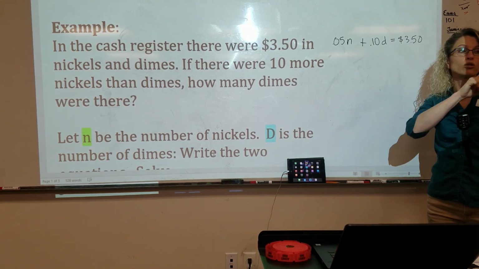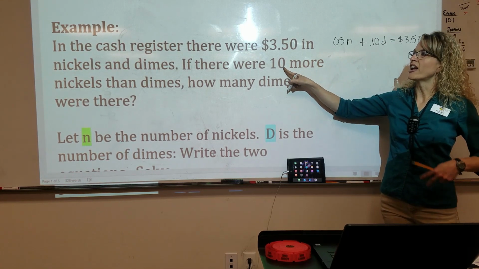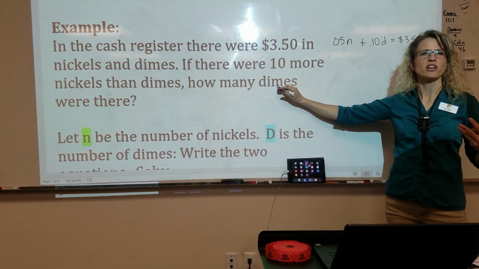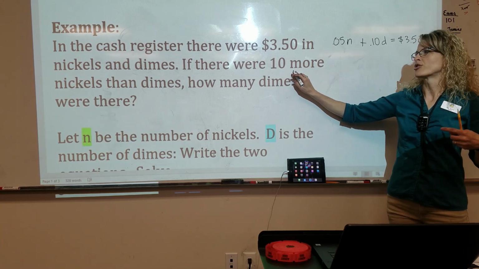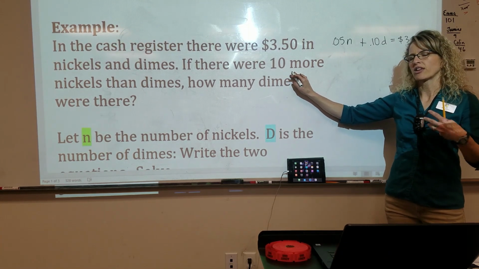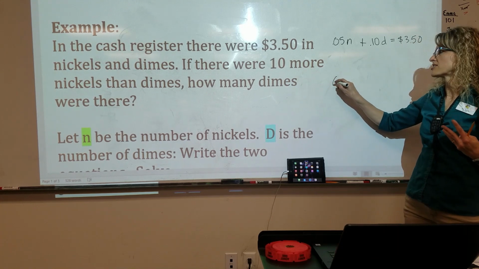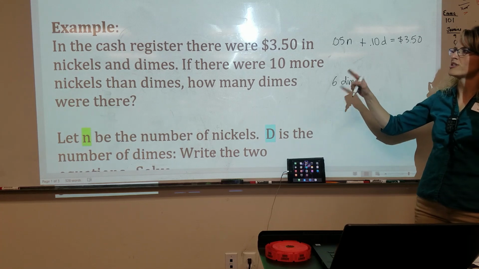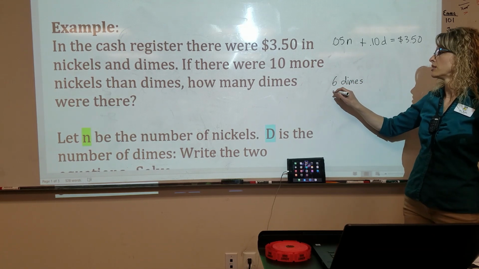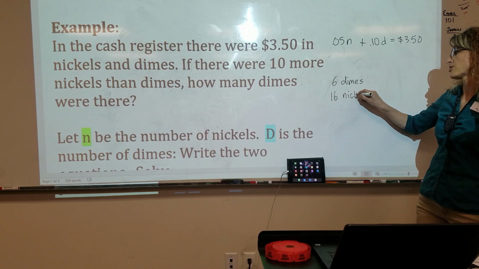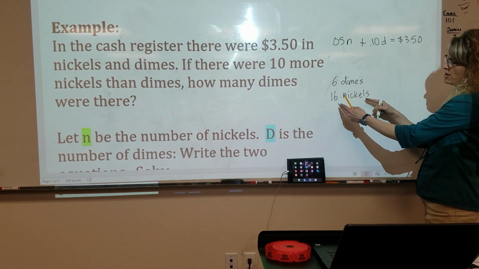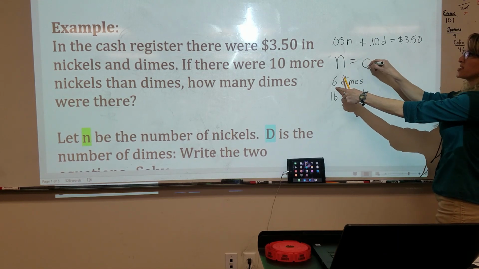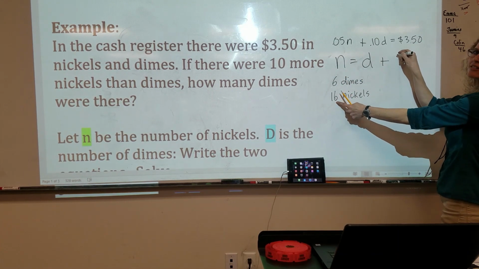Now the other equation, just hold on. The other equation talks about the number of nickels and dimes, and it says there's 10 more nickels than dimes. A lot of students struggle on this part, because there's 10 more nickels than dimes. So I have to think, okay, if I had 6 dimes, how many nickels would I have? There's 10 more nickels than there are dimes. AJ? 16 nickels. Okay, so that helps me formulate an idea. The number of nickels is whatever the number of dimes is plus 10.